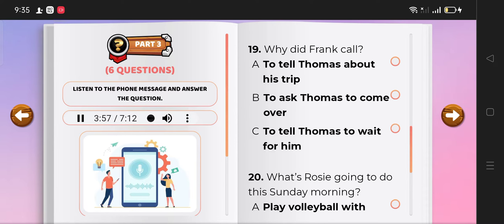Why did Frank call? A. To tell Thomas about the trip. B. To ask Thomas to come over. C. To tell Thomas to wait for him.